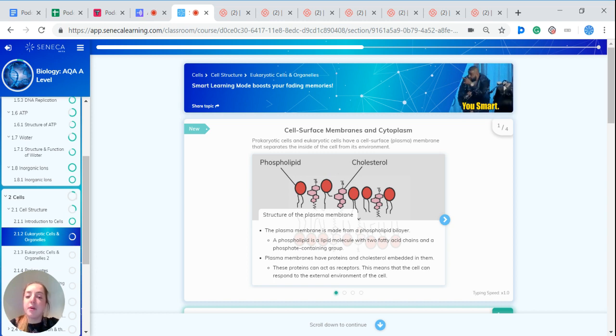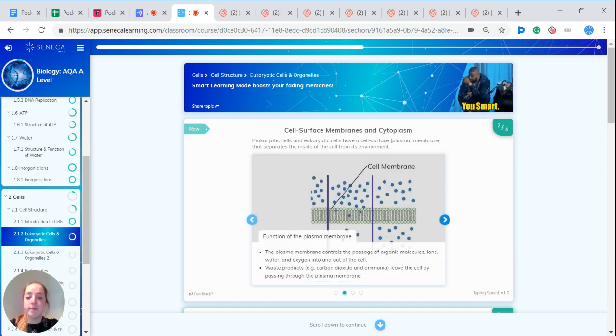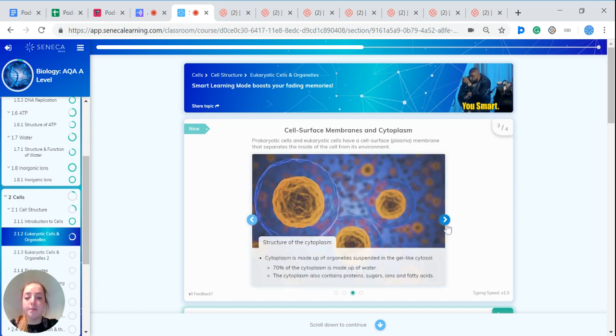Plasma membranes have proteins and cholesterol embedded in them, and these proteins will act as receptors. This means that the cell can respond to the external environment of the cell. The plasma membrane controls the passage of organic molecules, ions, water, and oxygen into and out of the cell. Waste products, like carbon dioxide and ammonia, leave the cell by passing through the plasma membrane.